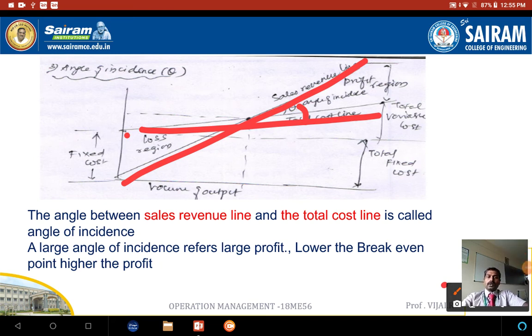Right. So now the angle between the sales revenue line and the total cost line is called the angle of incidence. A large angle indicates a large profit, and a lower angle indicates a lower profit. That is, the larger the angle, the higher the profit.